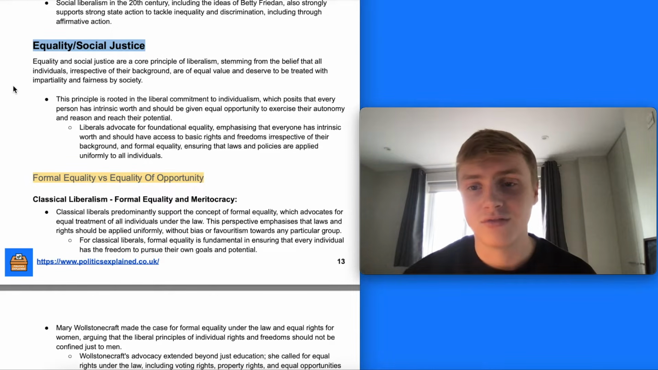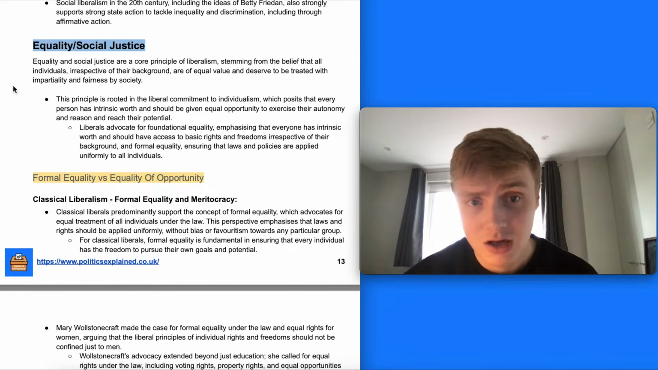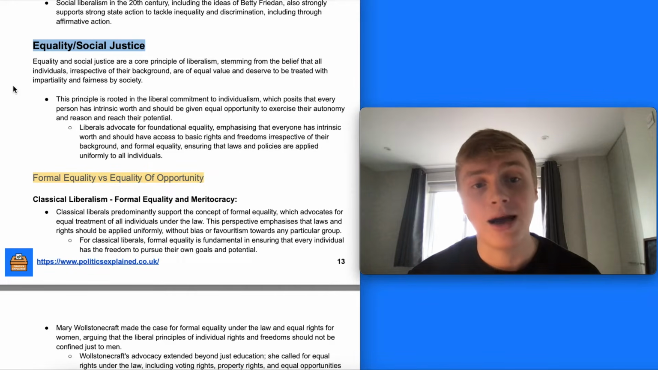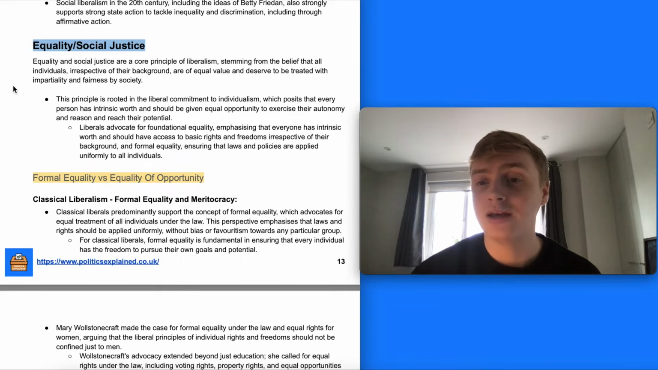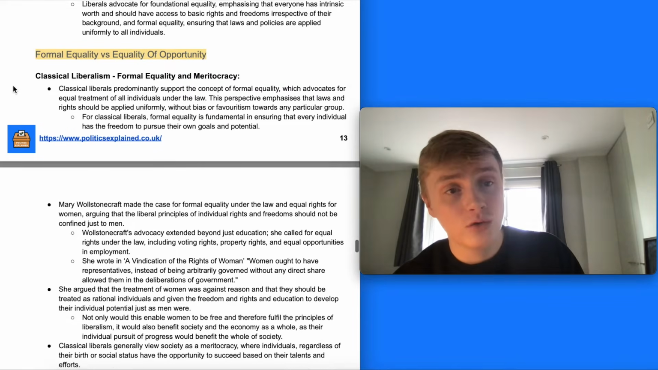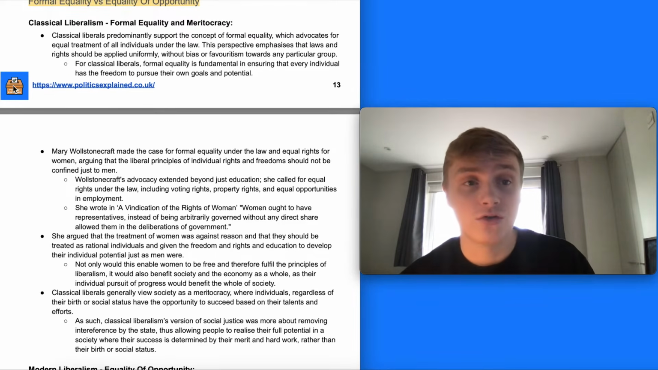So that's linked to this kind of view of rationality as well. Liberals argue for foundational equality, which emphasises that everyone has intrinsic worth and should have access to basic rights and freedoms, irrespective of their background. And also formal equality, which ensures that laws and policies are applied uniformly to all individuals. So in terms of the classical liberal view of equality, they really emphasise formal equality and meritocracy.